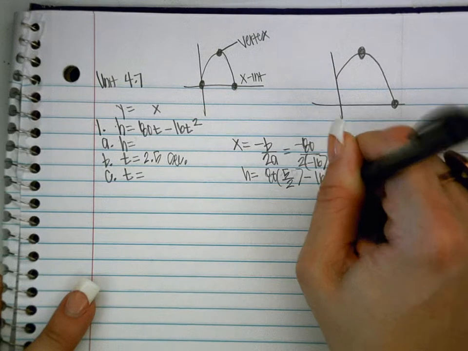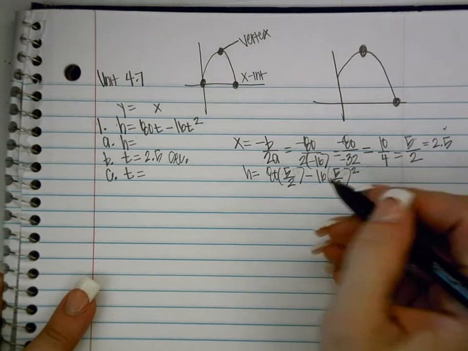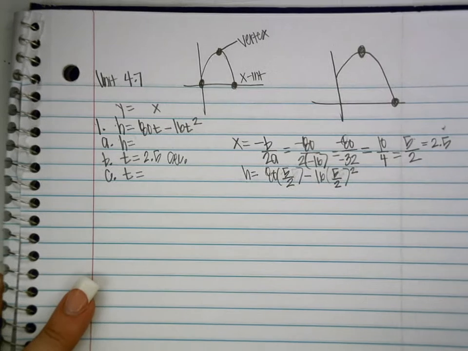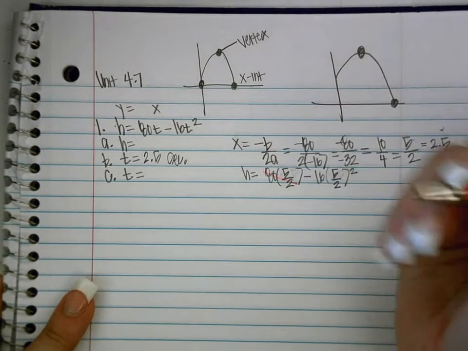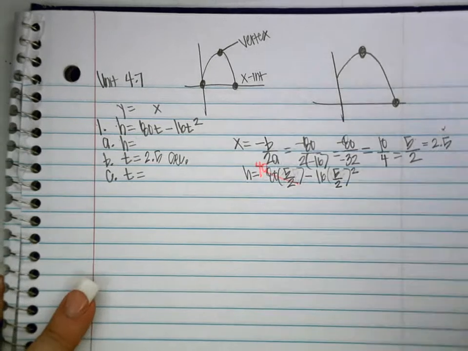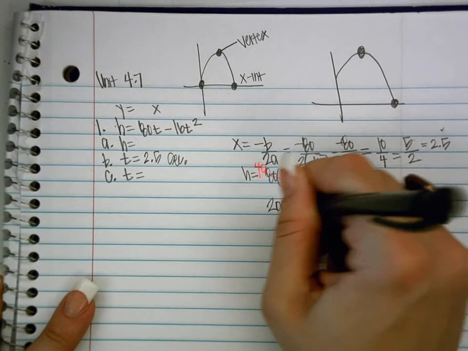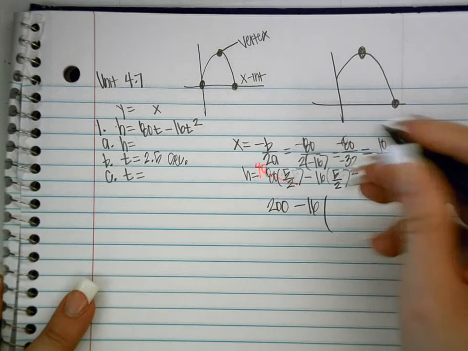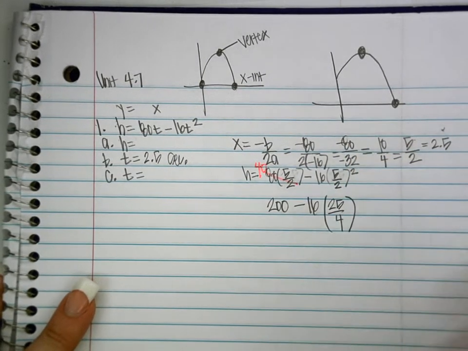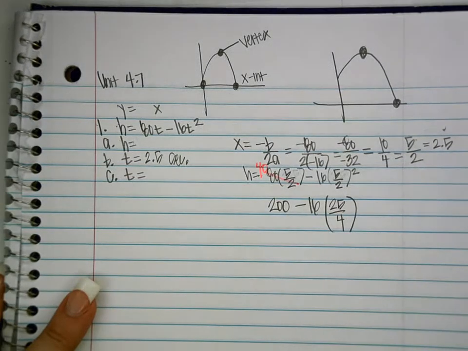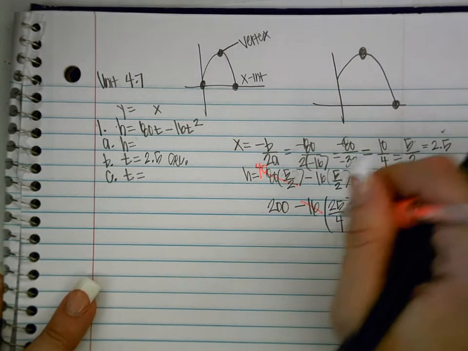So depending upon what you're working with, sometimes you're going to have to go between. What's 80 times 5 over 2? What can you do there? Cross reduce. So 80 and 2 leaves you with 40. What's 40 times 5? 200. That should be easy. Minus 16 times 5 over 2 squared gives you 25 over 4. What can you do with the 16 and the 25 over 4? Cross reduce. So 16 and 4 reduce to give you a 4.